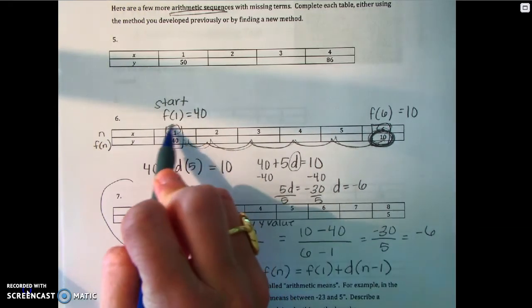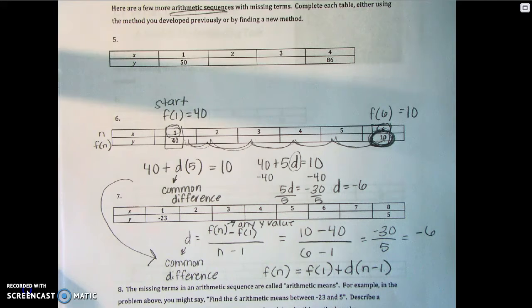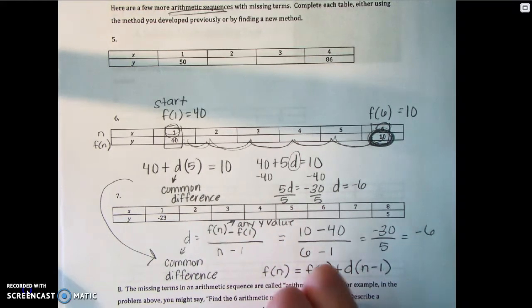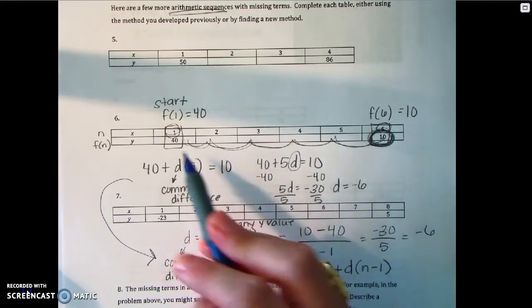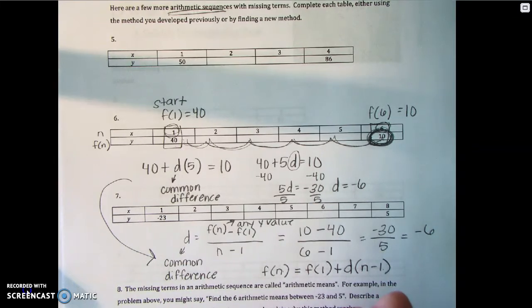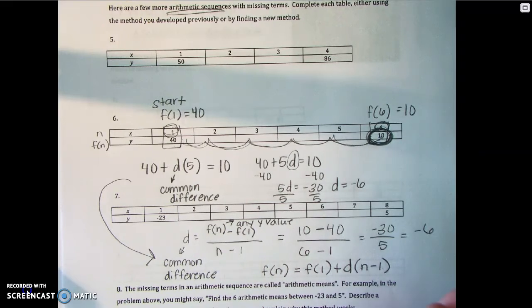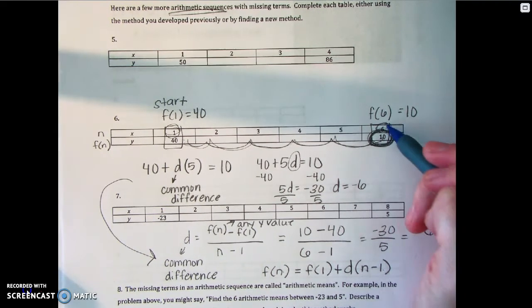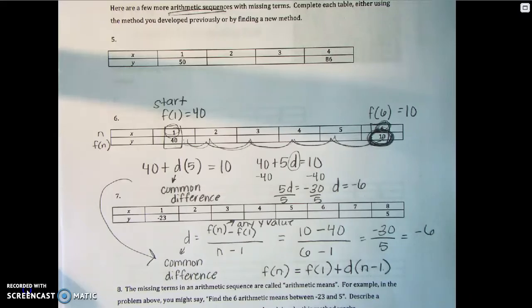This table starts at 1, correct? So it's just like you're writing your explicit equation. Now if I go ahead and plug in my numbers, f of n, in this case any y value, is 10. So 10 is equal to f of 1, which is 40, plus the common difference, which we don't know. That's what we're trying to figure out. Times n, which is 6, minus 1. N is 6 because that's the x value there at the end.